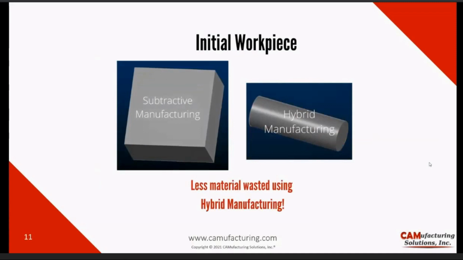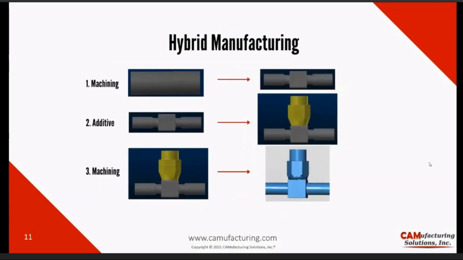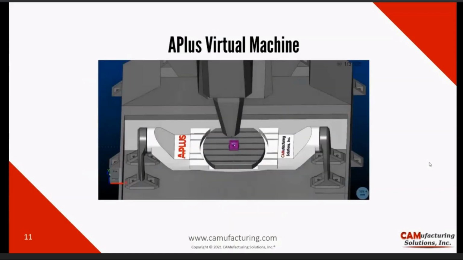The following just shows the initial workpiece of a part that would have used subtractive manufacturing and how it's much bigger than using hybrid manufacturing to build the same part. So there's a lot less material wasted if we use hybrid manufacturing to build a T connector. In the first stage using hybrid manufacturing, we're using a bar stock and we are machining it off to have the base of the T connector. That is followed by additive manufacturing to build the head or the T-shaped part of the T connector, and then finally followed by machining to machine out all the edges.